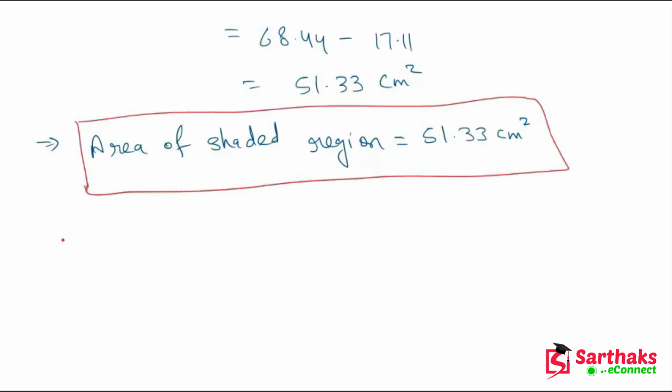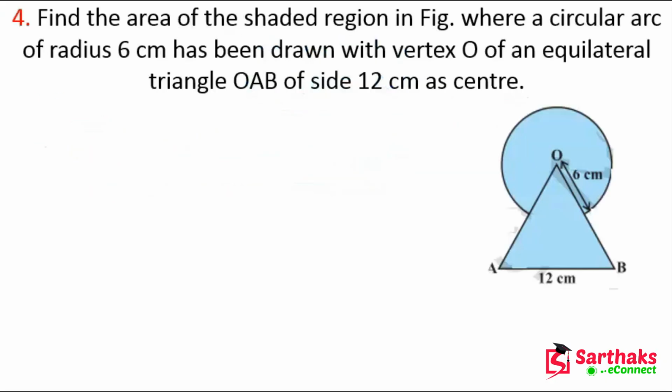My dear friends, this is the method to solve the question. Now let's move to the next question. Question number 4 is: find the area of the shaded region in this figure, where a circular arc of radius 6 cm has been drawn with vertex O of an equilateral triangle OAB of side 12 cm at the center.